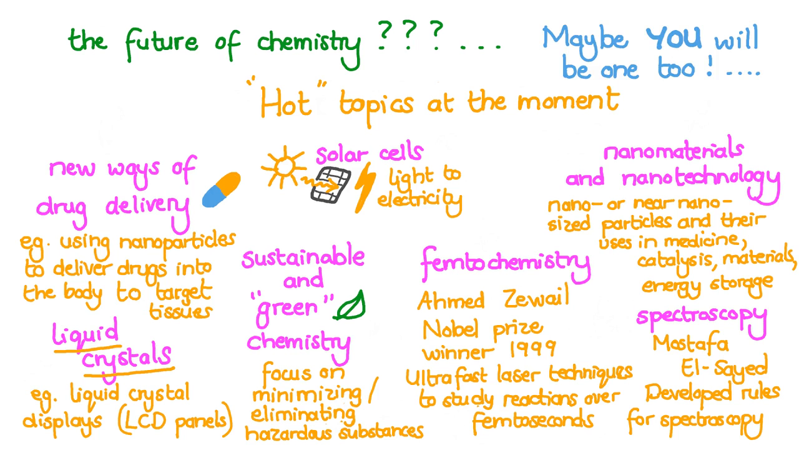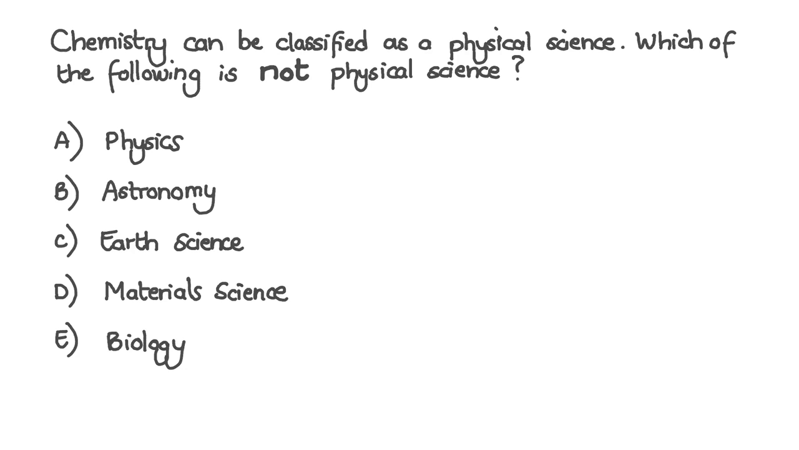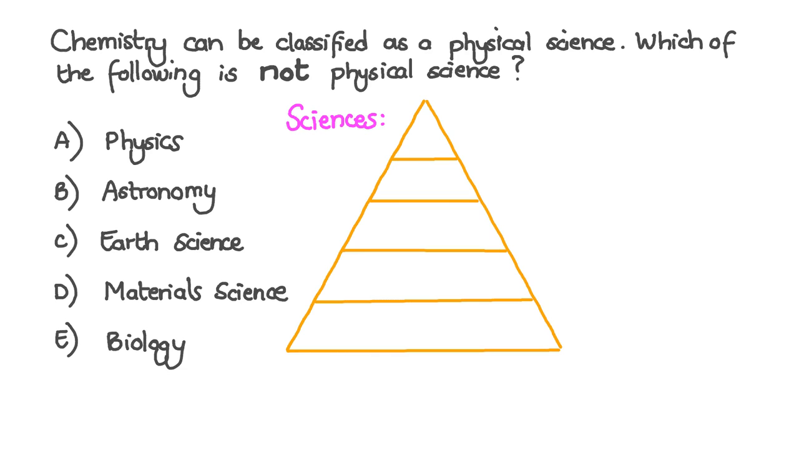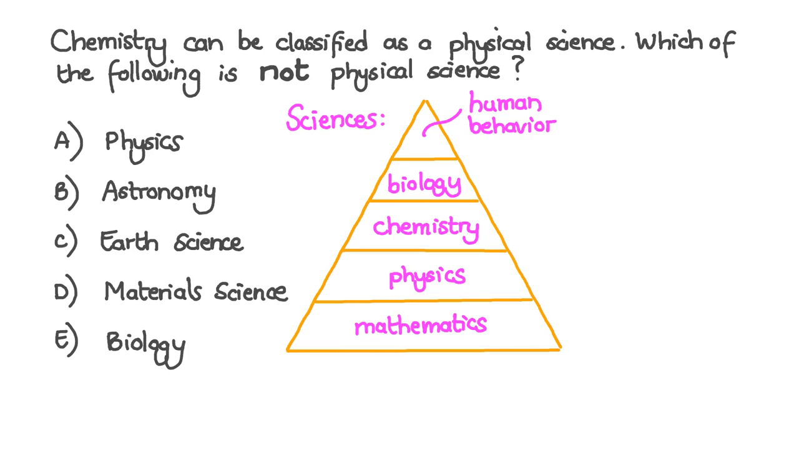Now it's time to practice what we've learnt. Chemistry can be classified as a physical science. Which of the following is not physical science? A. Physics, B. Astronomy, C. Earth science, D. Materials science, or E. Biology. The sciences, in general, can be grouped into mathematics, physics, chemistry, biology, and human behavior.